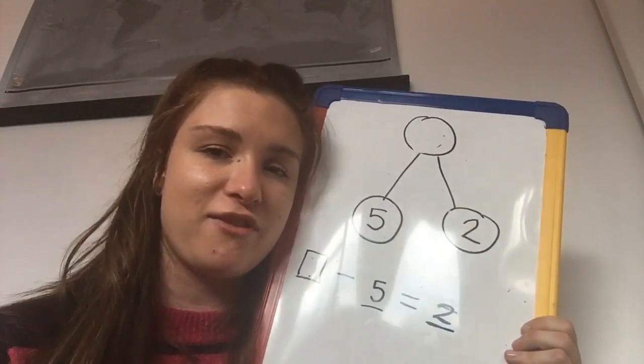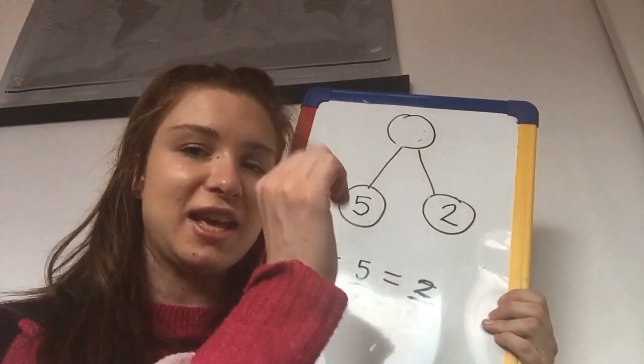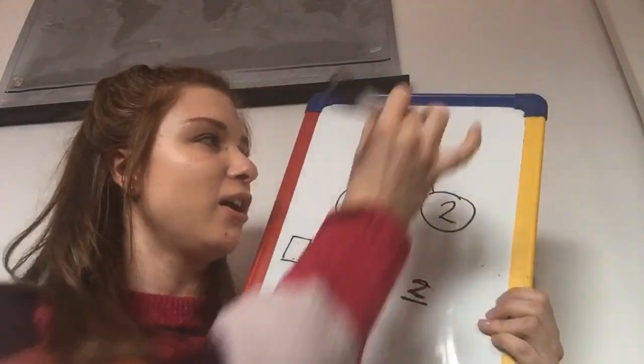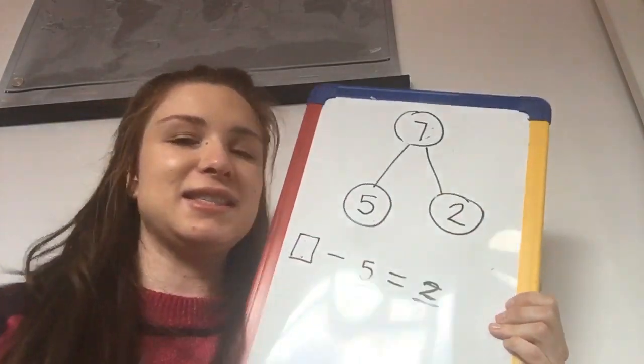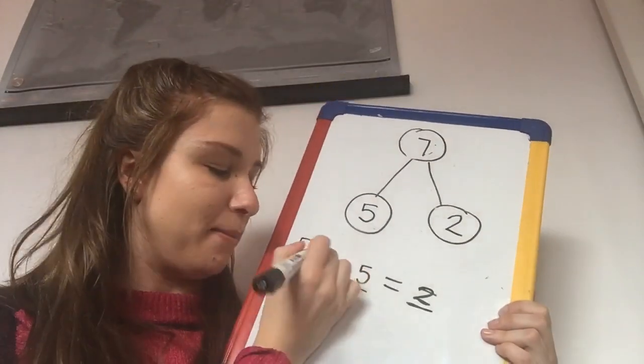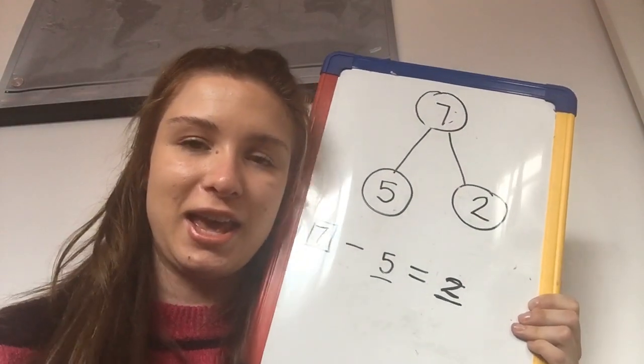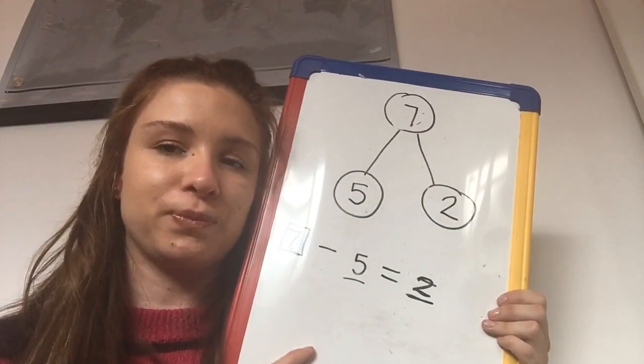So we're going to do 5 add 2. We're going to go 5, 6, 7. What did I get? I got 7. So my answer is 7. Take away 5 equals 2.